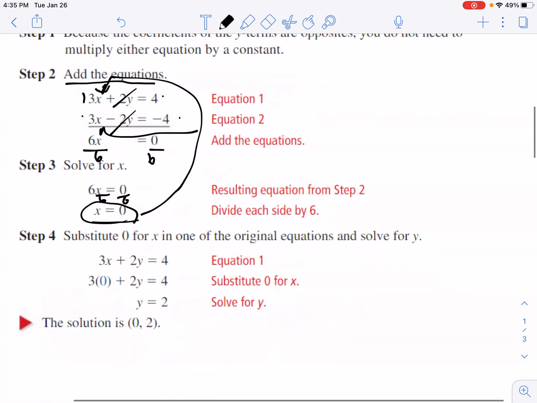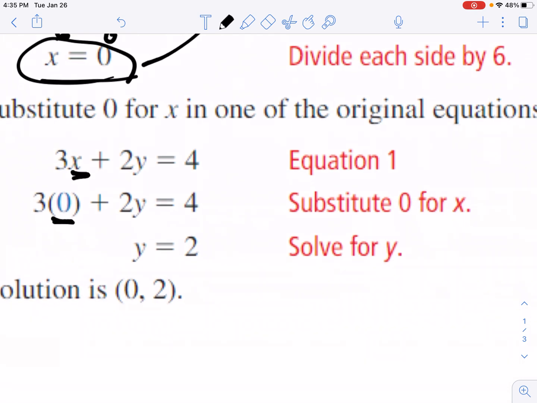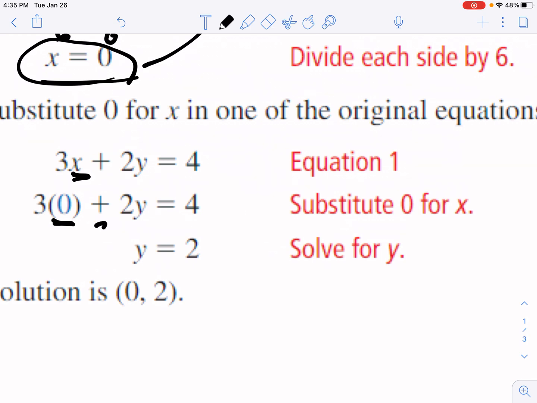Okay, let's plug it back into the first equation. If I plug in 0 for x, then we'd have 3 times 0 plus 2y equals 4. Well, 3 times 0 is just 0. We don't need to write it. You could put 0 plus 2y, but there's no point here. So if there's an in-between step, it'd really be 2y equals 4. And then if I divide by 2 on both sides, I get y equals 2.